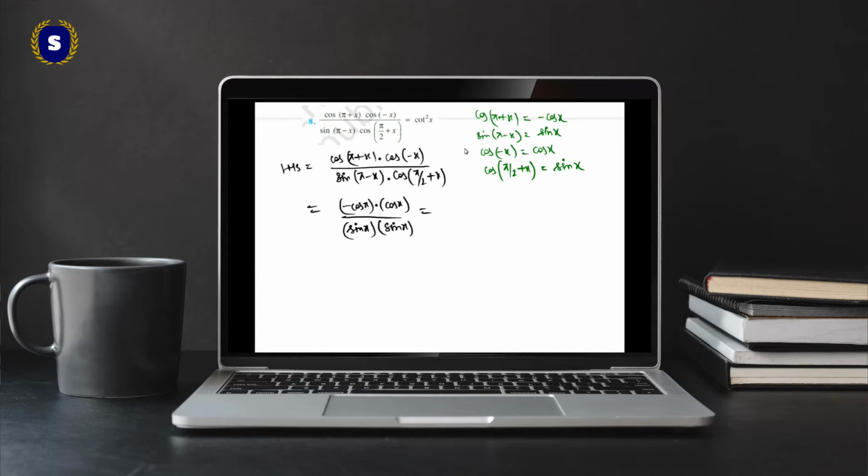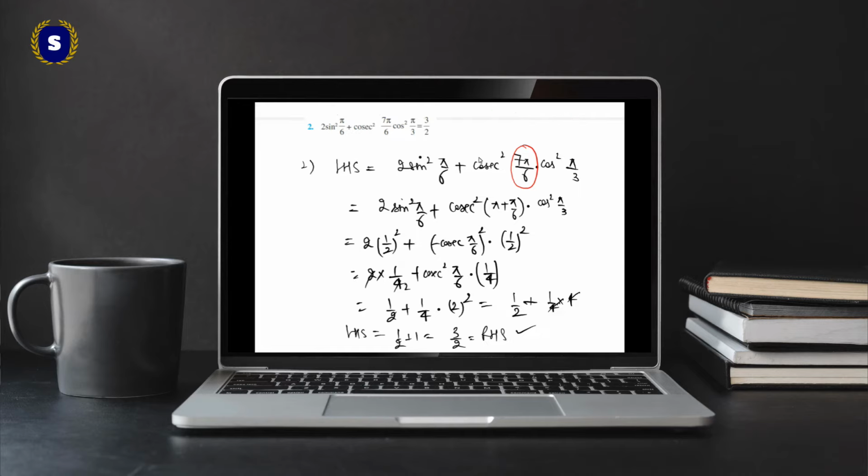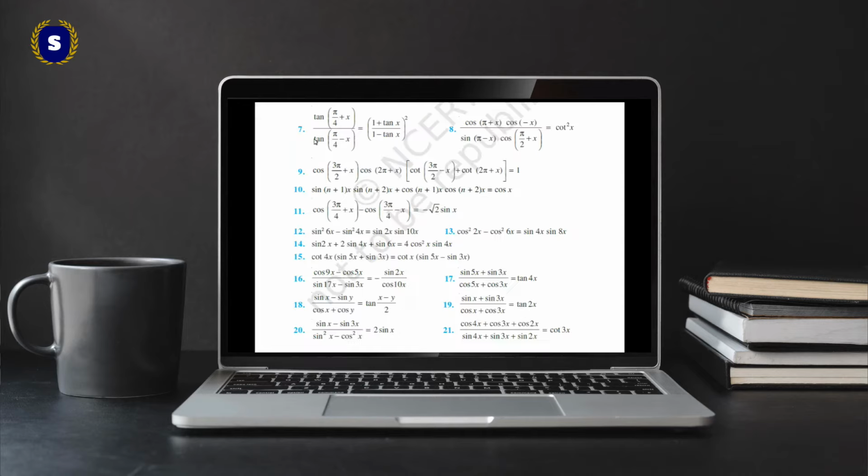Oh yes, cos(pi by 2 plus x) is equal to minus sin x instead of sin x. So this will become minus sin x, right? So we'll get minus cos square x upon minus sin square x. Minus minus cancel out each other, so it will become (cos x upon sin x) whole square, that comes out to be cot square x. Hence LHS is equal to RHS. Let us jump to the next question. That is question number 9.